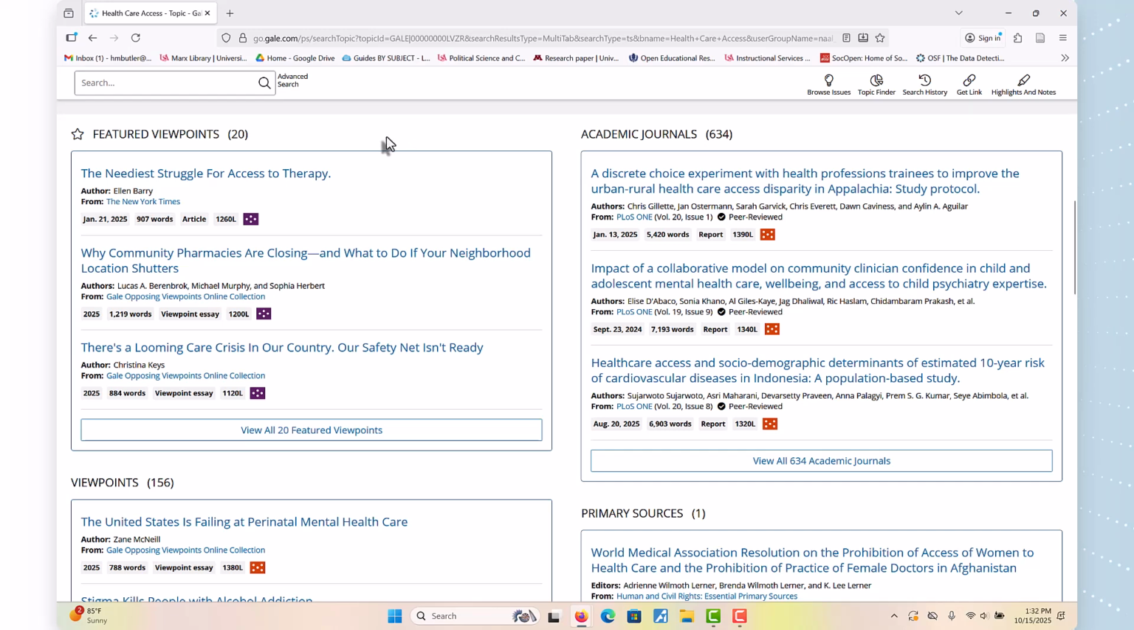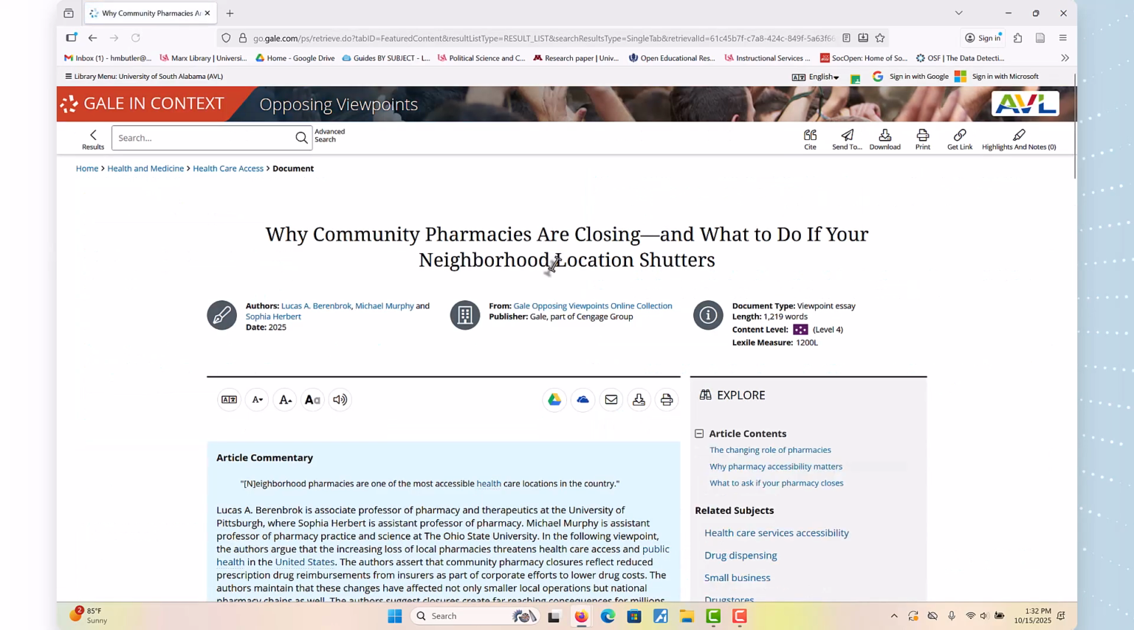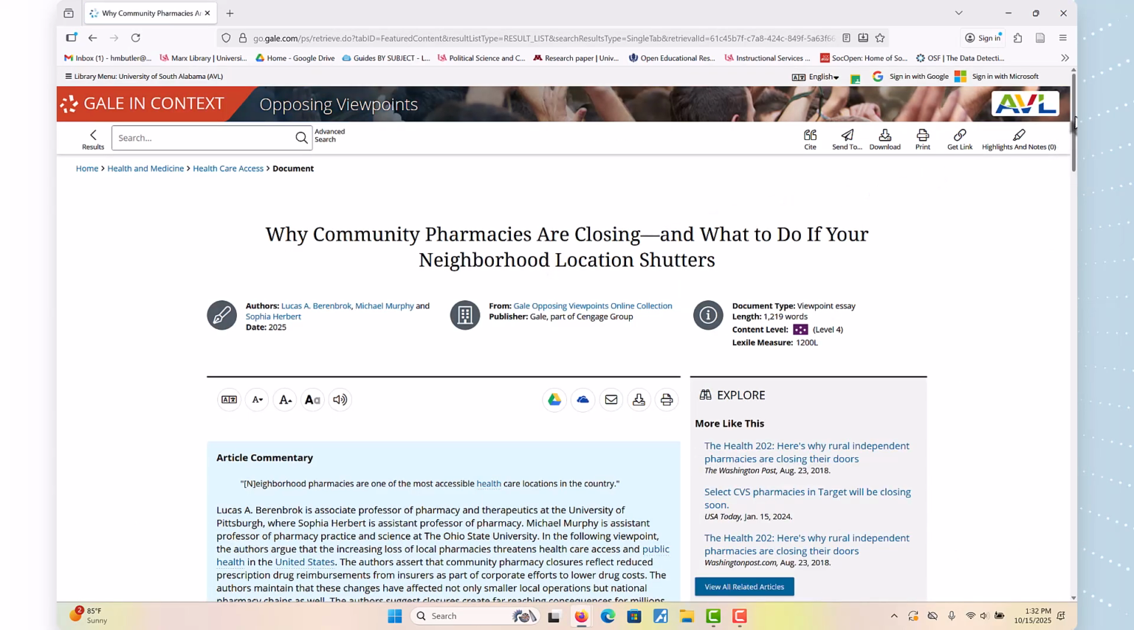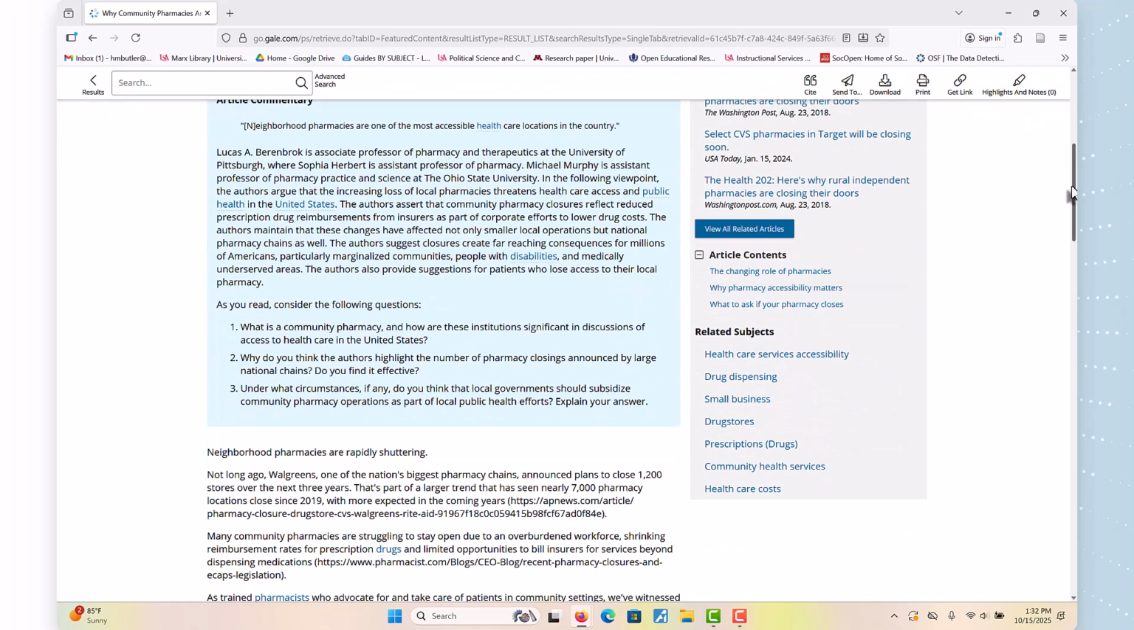All right, so these are viewpoints. These are a starting place if you need to learn more about the controversial issue, if you want to feel more comfortable with it. These are also a great place to go to then read the viewpoint and see what those authors cite, where they get their information, and those can be useful things for you to cite.